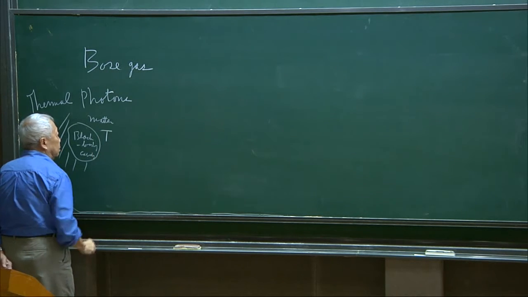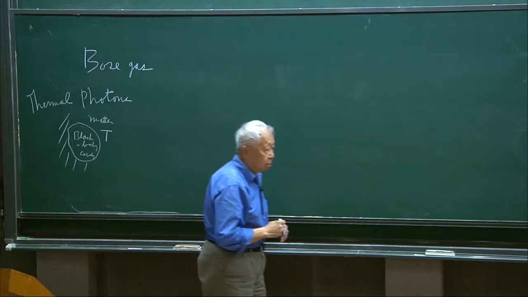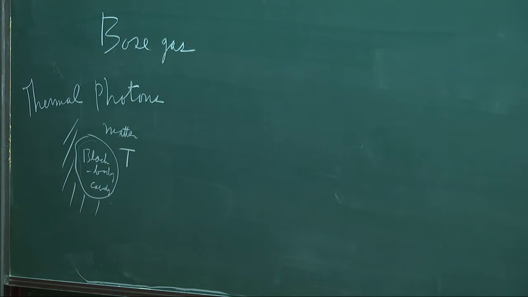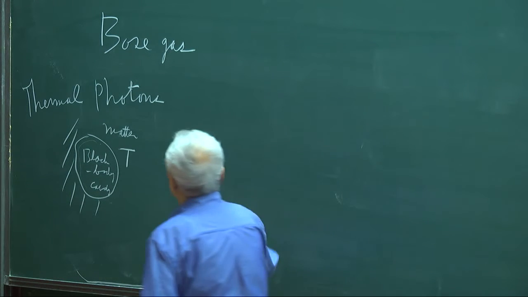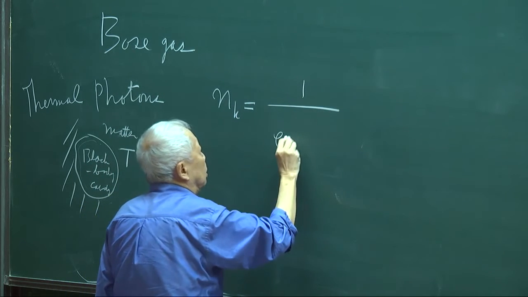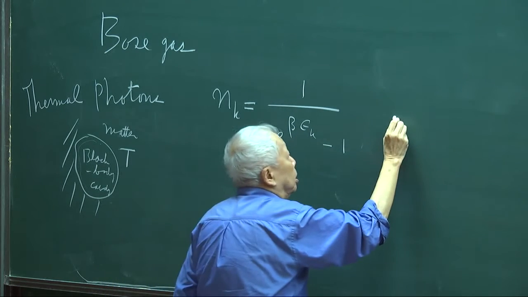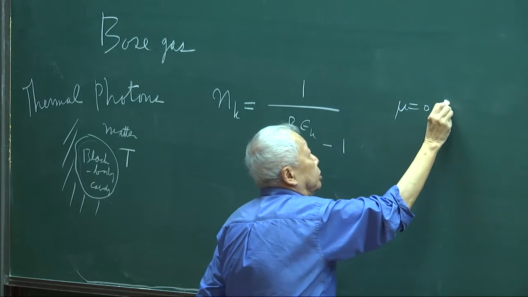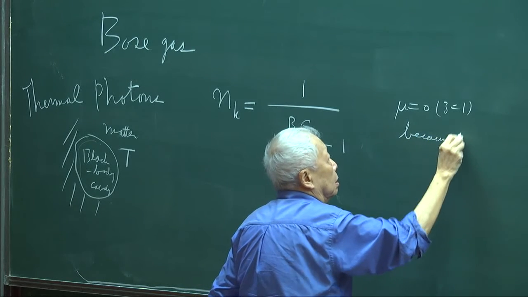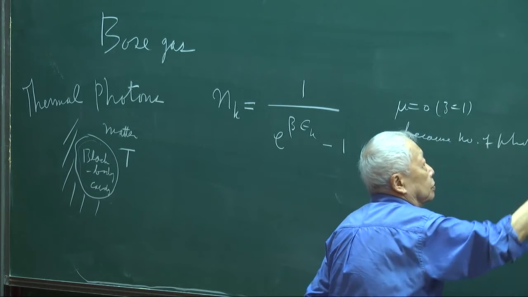This matter has temperature T, and that maintains a gas of photons of temperature T inside, because the walls of the cavity emit photons and absorb photons until it reaches equilibrium. And the photons inside, of course, have an occupation number, Nk, equal to 1 over e to the beta epsilon_k minus 1. Here, mu equals 0, that is z equals 1, because the number of photons is not conserved.